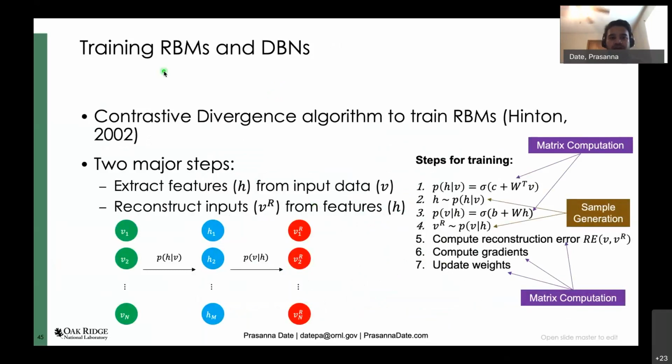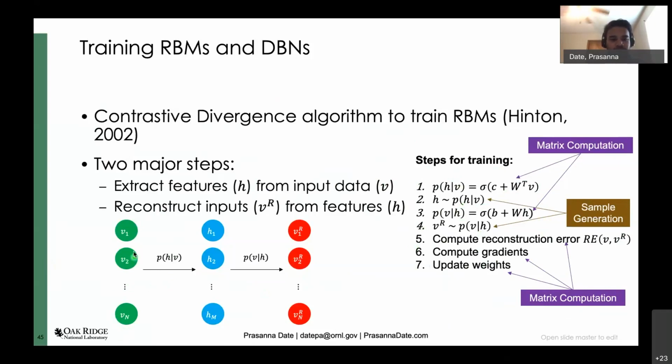Traditionally, if you wanted to train RBMs and DBNs, you would use what is called the contrastive divergence algorithm, which was proposed by Jeff Hinton in 2002. The steps for training an RBM or DBN using the contrastive divergence algorithm are listed here. You can see that each step is either a matrix computation or a sample generation. Don't worry too much about the notation here. I wish I had slightly more time to go over the notation, but I really need to speed up. So now there are mainly two steps.